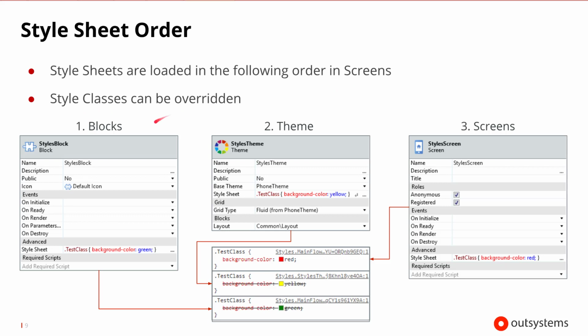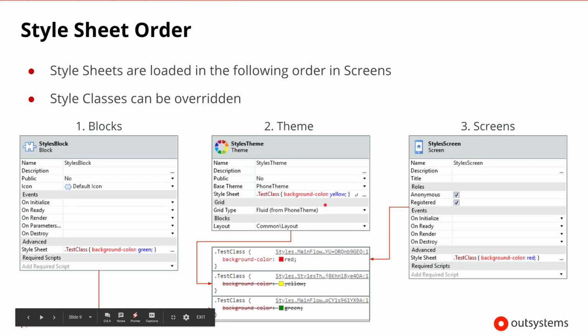The first style sheet that's loaded is a style sheet for any of the blocks. In this particular case, I might have a block. That block is given a style sheet, and we create the test class, and we give it a green background. So the screen would start with a green background whenever the test class is used. The theme would override whatever is defined inside the block. So the theme might have a test class defined inside of it and say, no, we're going to use yellow. In that case, the yellow from the theme will override the green that came from the block.